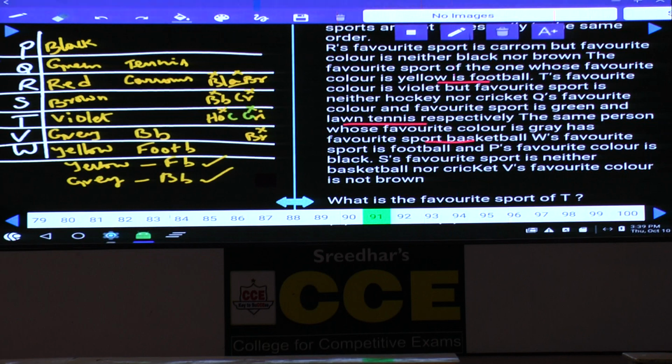Then coming to the games here, grey and basketball done, yellow football done. Next one, tennis and carroms were completed. Now cricket cannot be liked by S and T. As S and T do not like cricket, P must like cricket. If P likes cricket, 2 more games were left out. What are those 2? One is swimming and another one is hockey. Out of which T does not like hockey, and S likes hockey. If S likes hockey, then T must like swimming.